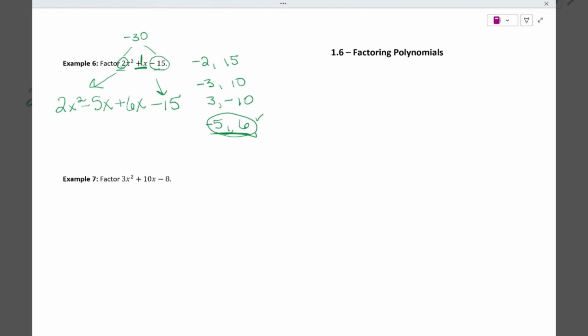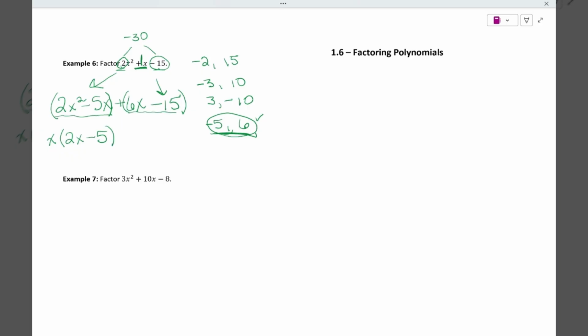Okay, continuing on, like we said, now I do factor by grouping, so let me group the first two and the next two. 2x squared minus 5x have just an x in common. When I divide 2x squared by x, I get 2x. When I divide minus 5x by x, I get the minus 5.